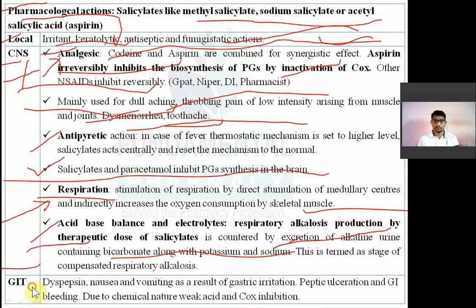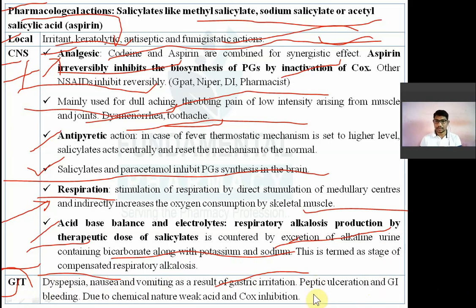What is its action on the GIT? Dyspepsia means less formation of gastric acid and pepsin extra. Nausea, vomiting as a result of gastric irritation. They will irritate your GIT and produce nausea and vomiting. Nausea means feeling like vomiting; vomiting, you know.